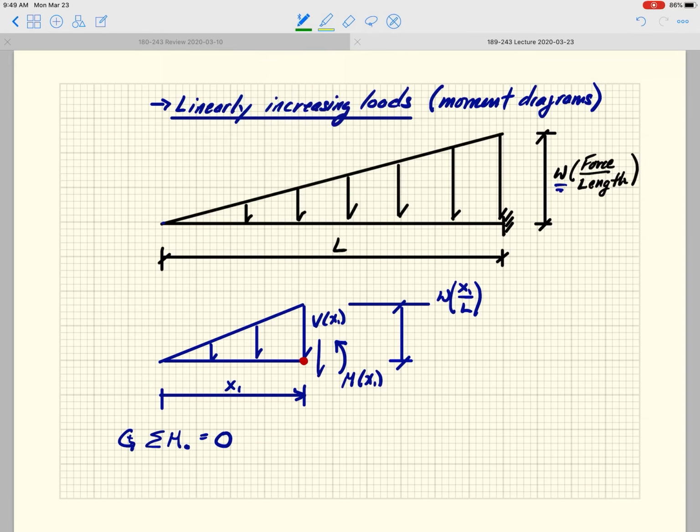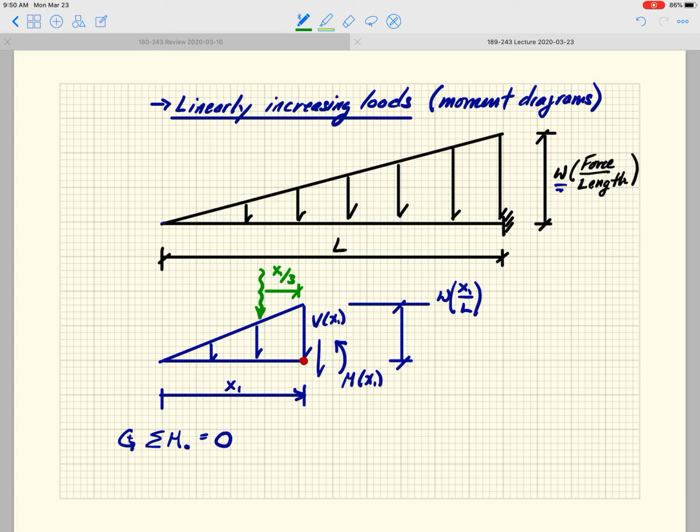And now we need to replace this linearly increasing load with a load that is located at the centroid of the linearly increasing load. It's a triangle, so this is going to be located at x1 divided by 3, right? So it goes through the centroid of the triangle there.